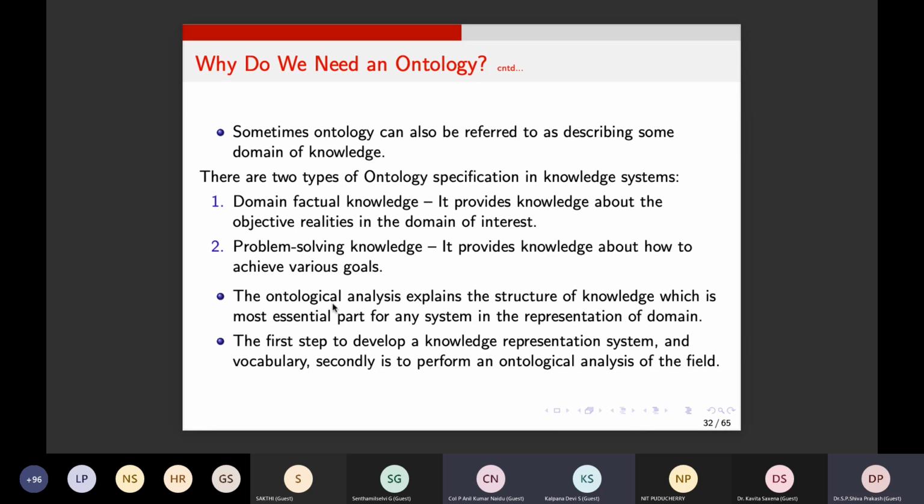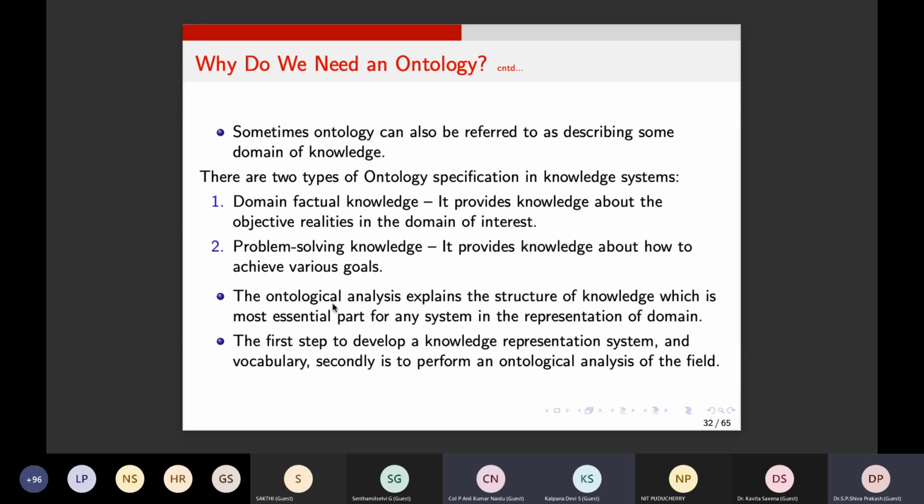Now, while designing an ontological model, we try to find what the domain of interest is. In that case, we go with the domain factual knowledge. Okay. The ontological analysis explains the structure of knowledge, which is an essential part of any system in the representation of a domain. Especially the first step to develop a knowledge representation system is a vocabulary, and secondly, to perform an ontological analysis of the field.